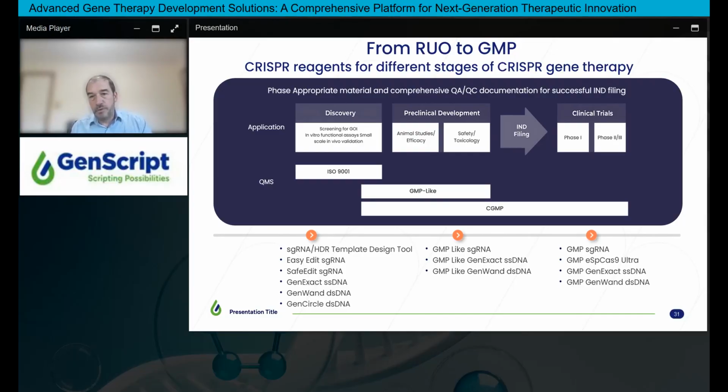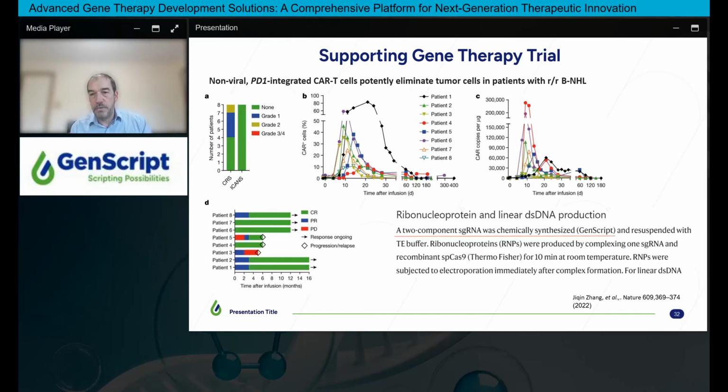For CRISPR, we offer solutions from early research to preclinical development through IND filing and clinical trials in GMP, with the corresponding quality level services and products. We have many products here for research use, then our GMP-like services and products for your preclinical development and IND filings. And then we have the GMP gRNAs, GMP enzymes, and GMP HDR templates that we offer for clinical trials as well as commercial production under GMP conditions.